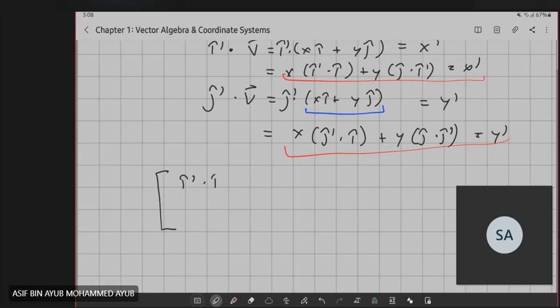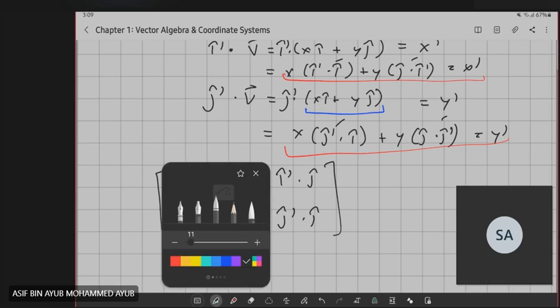I prime dot I, j dot I prime. These are the first two elements. And then I have these two elements, which are j prime dot I and j prime dot j. Let me just erase this. I want to write it in the same way everywhere. So I prime dot j.